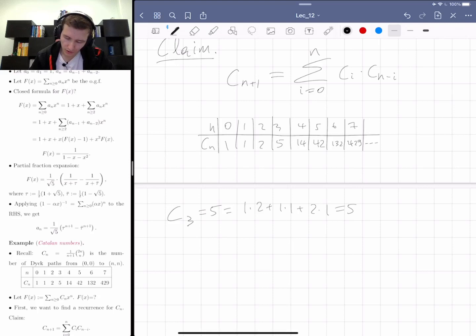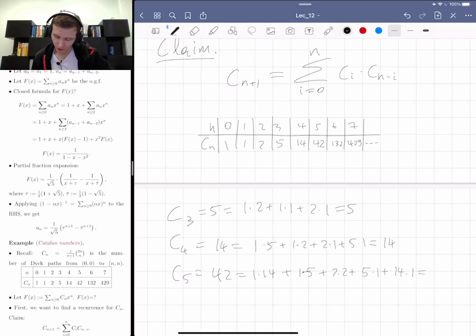Or C4 is 14. So you get 5 times, well, okay, let's do left to right: 1 times 5 plus 1 times 2 plus 2 times 1 plus 5 times 1, which is 14. And C5 is 42: 1 times 14 plus 1 times 5 plus 2 times 2 plus 5 times 1 plus 14 times 1, which is 42.